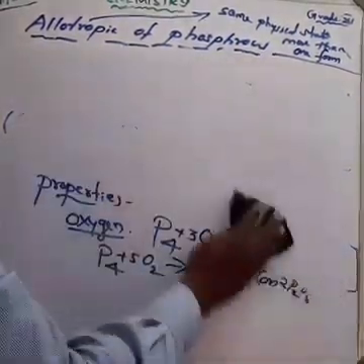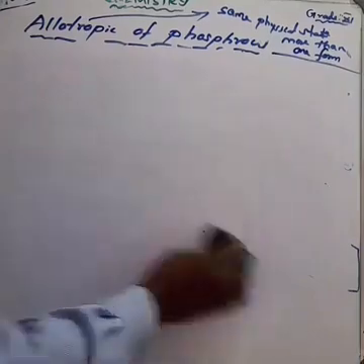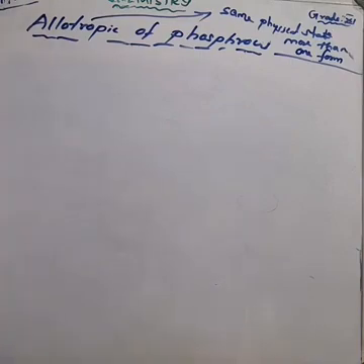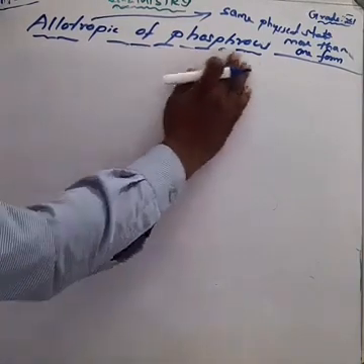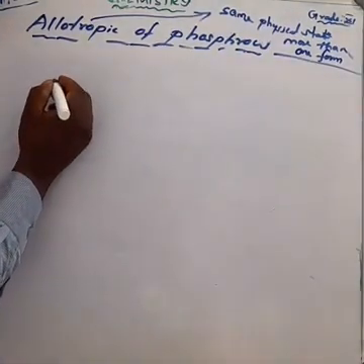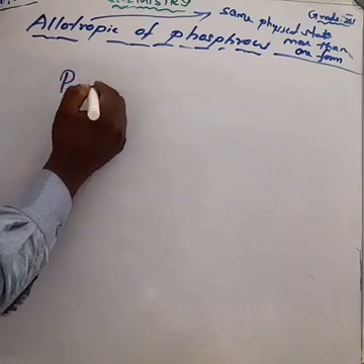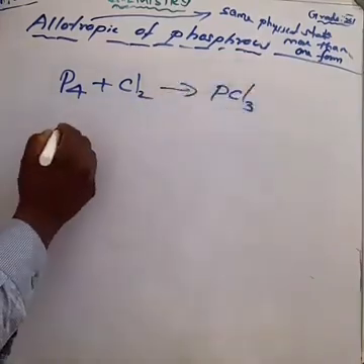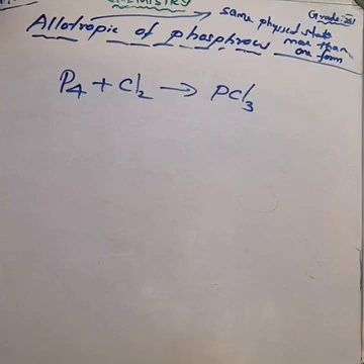Next, phosphorus reacts with chlorine. We get phosphorus trichloride, and also phosphorus reacts with chlorine to give phosphorus pentachloride. So phosphorus reacts with chlorine and we get the tri and pentachloride. What about the yellow phosphorus? The yellow phosphorus reacts violently at room temperature, while the red phosphorus reacts only on heating.